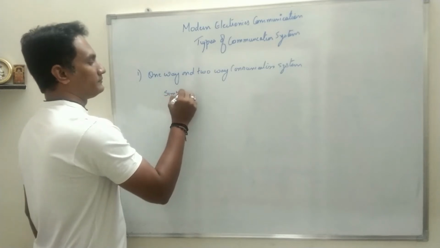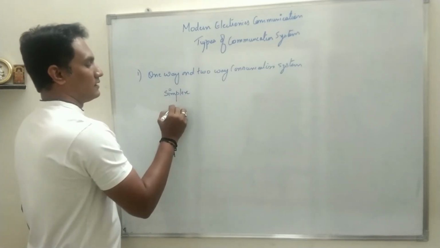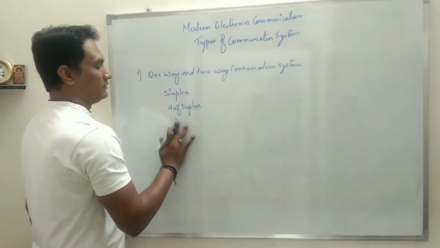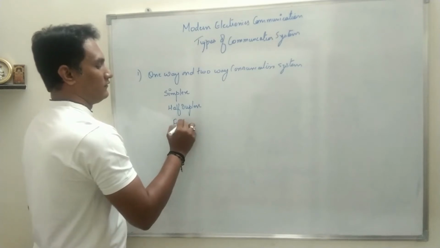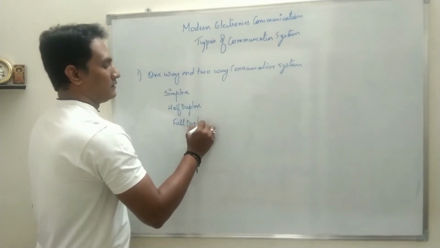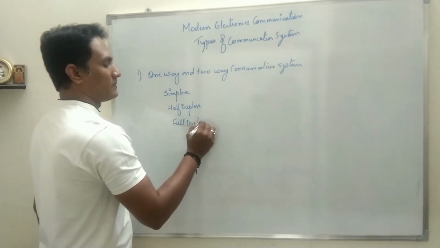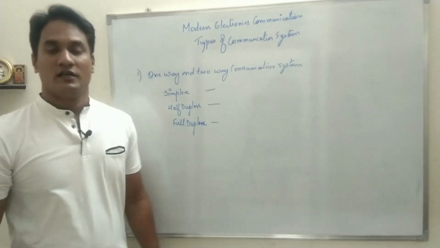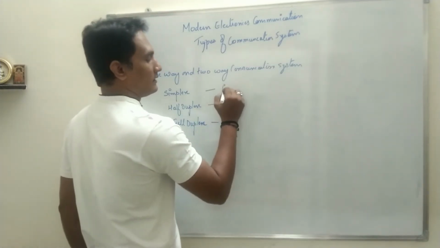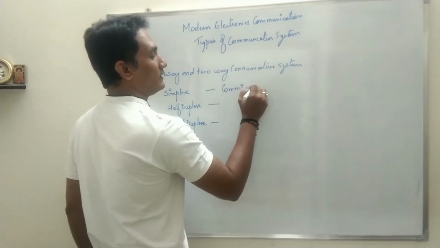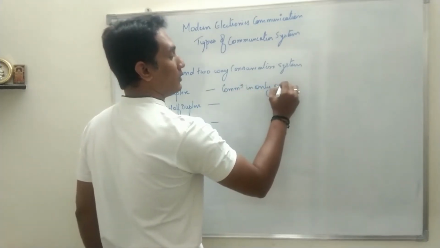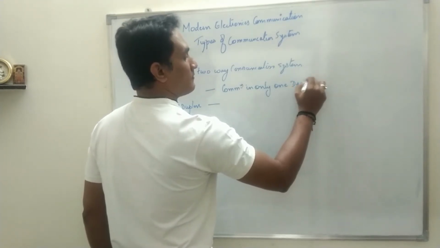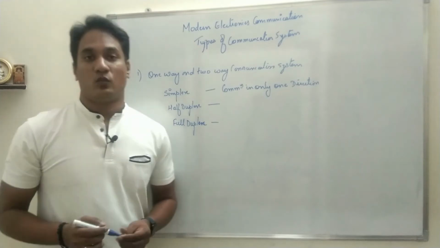simplex, half duplex and full duplex. Okay, simplex, half duplex and full duplex. So simplex means communication in only one direction. Okay, communication in only one direction.